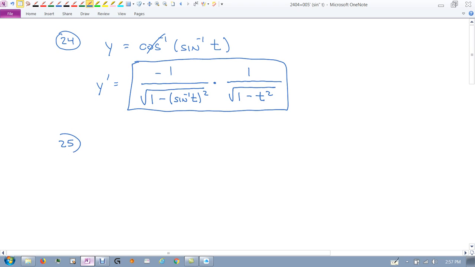25. Y is equal to arctangent, which I'm going to write this way, of cosine theta.